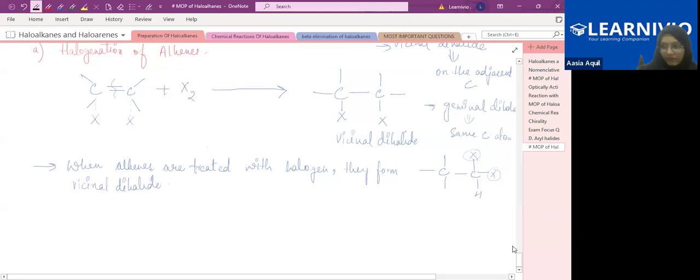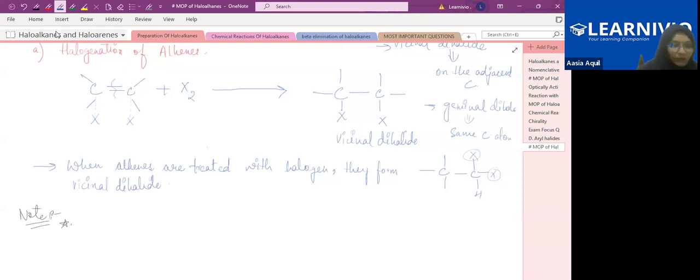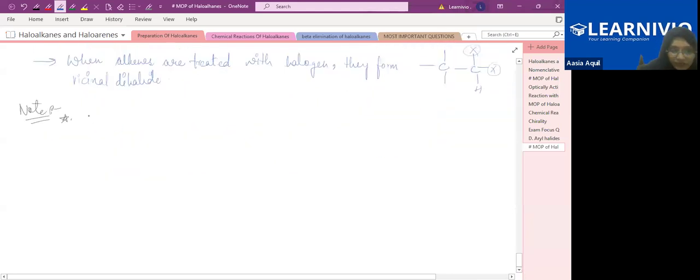One more point, write it down in the notes part. Important note, first point: bromination is used as a test for unsaturation. So we use bromination as a test for unsaturation.